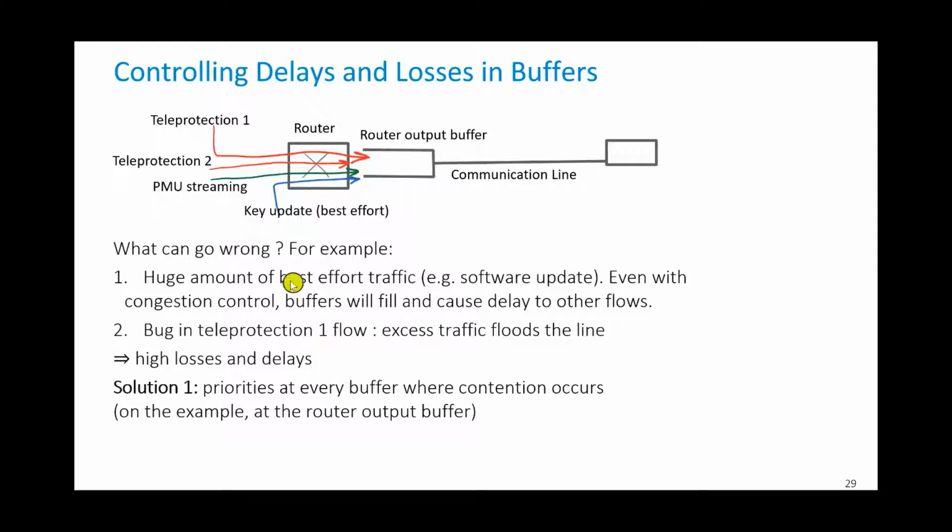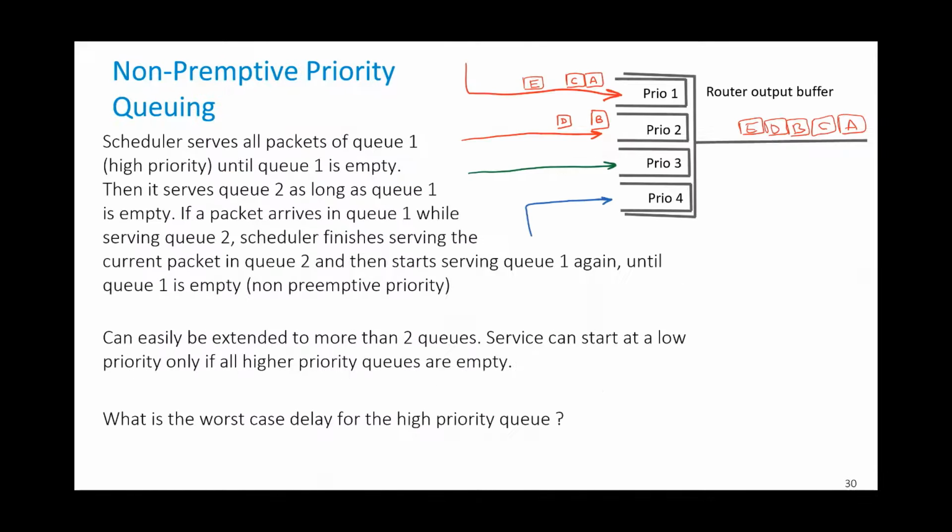Right. So one solution is for the critical traffic to give priorities. What are priorities? Well, priorities mean that a router would have two queues, one for priority 1, one for priority 2, and the best effort traffic would be put in the low priority, which would be priority 2 here.